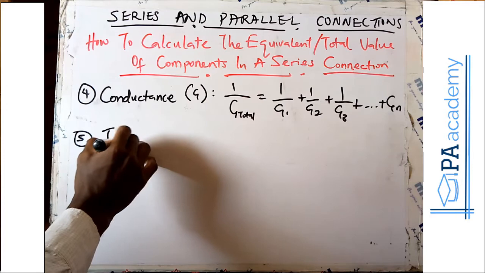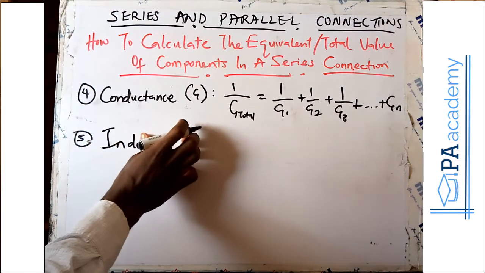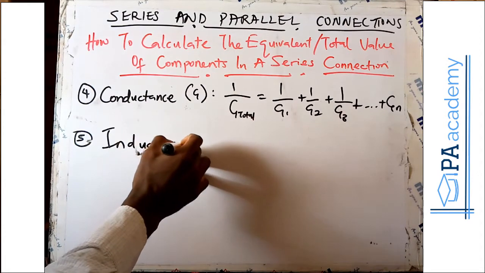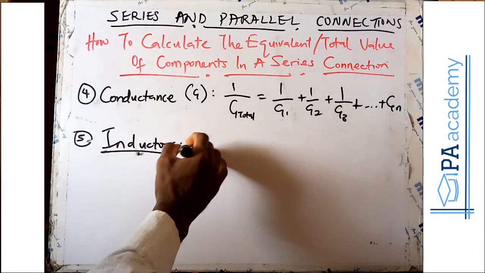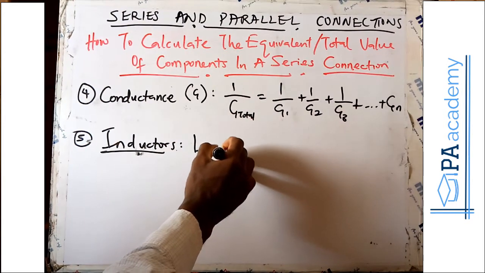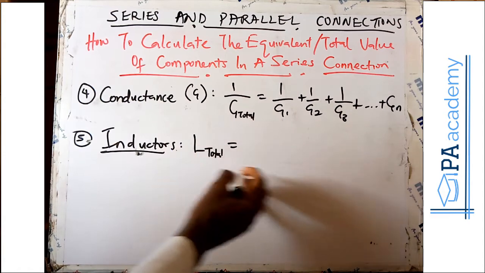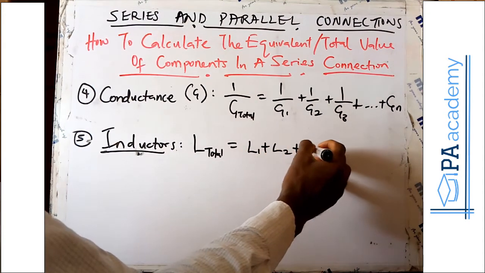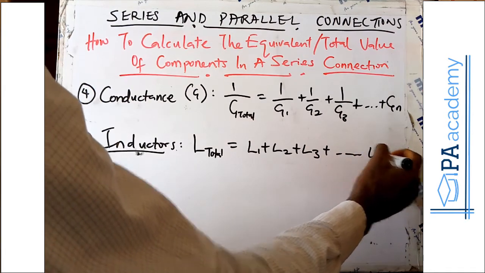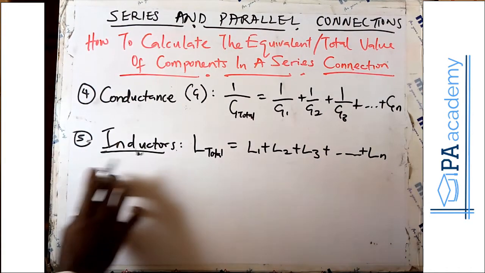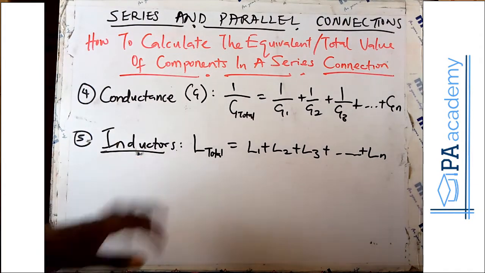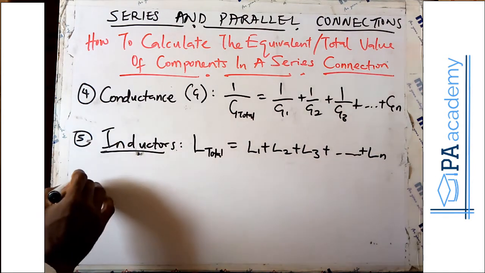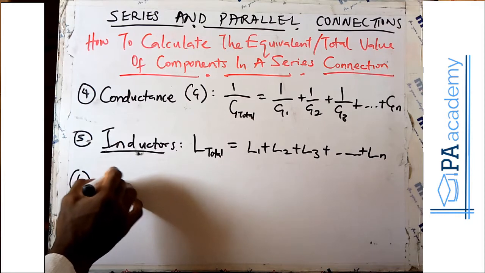The one we are looking at is that of inductors. If you have inductors in a circuit, how do you calculate the equivalent inductance? So let's have it as L total, which is the total or equivalent inductance, given as L1 plus L2 plus L3 plus, depending on the number. That means you just add the value of each individual inductor in the circuit. With that you'll be able to get the equivalent inductance of that circuit.